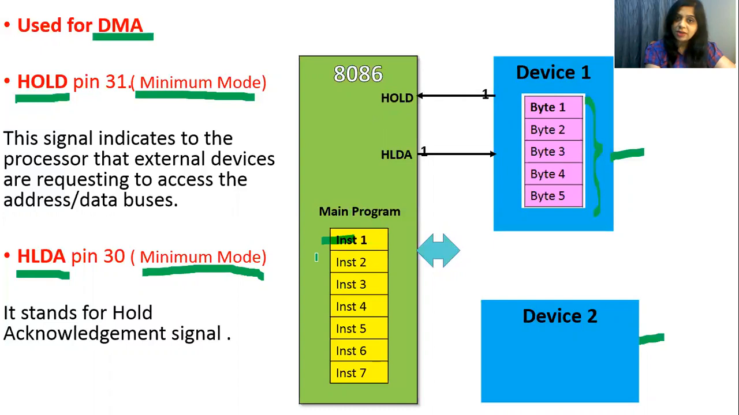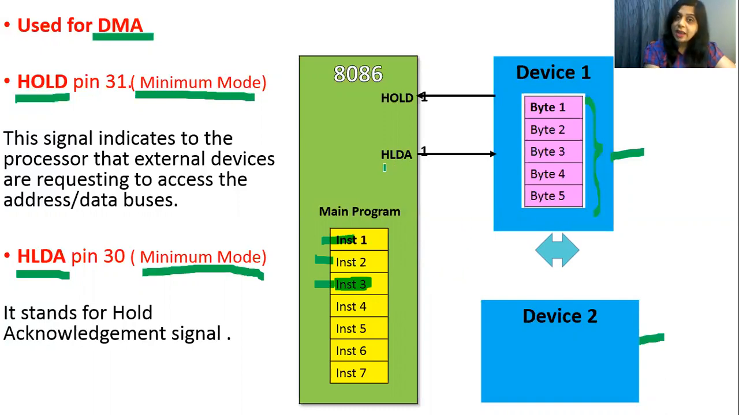It has executed instruction 1, 2 and 3. Now in between, device 1 transferred this 1 on the hold pin. Now what will 8086 do after receiving this 1? First it will complete the execution of the current instruction, that is instruction 3, and it will release the control of buses. Control of buses means control on data bus and address bus.